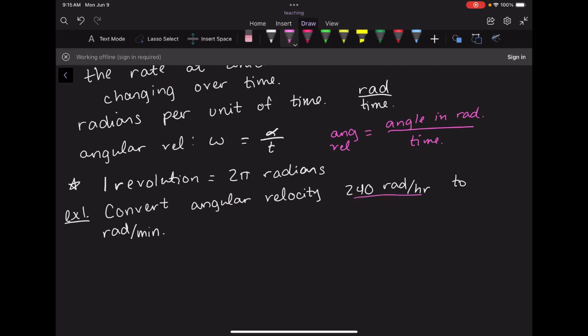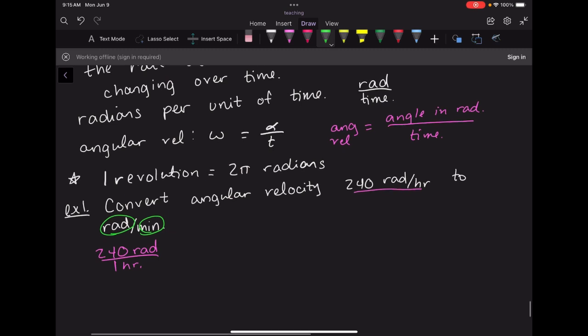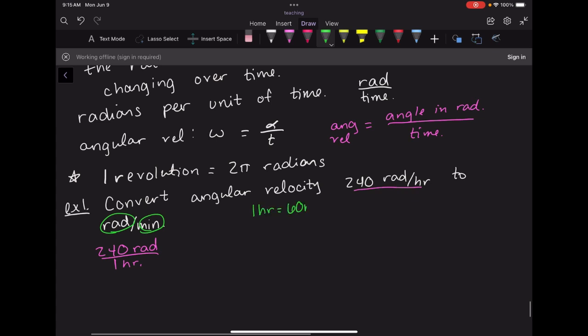So first we start off with what we're given, so 240 radians per hour. Radians is fine, I don't want to change that, but I do want to change this hours to minutes. I'll put a 1 right here just so we have a placeholder. When I'm thinking about hours to minutes, 1 hour is equal to 60 minutes. But when you write this as a conversion, you can either write it as 1 hour over 60 minutes, or 60 minutes over 1 hour. It depends on the problem, what we're looking for.